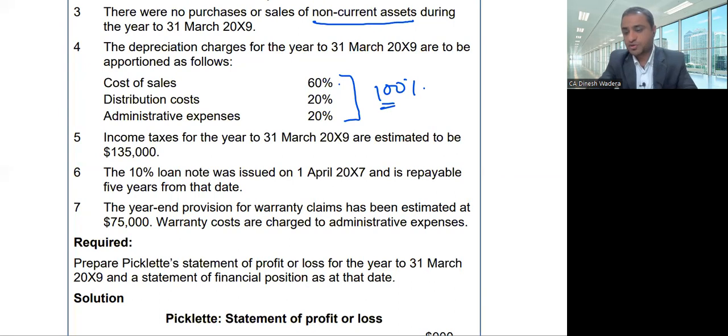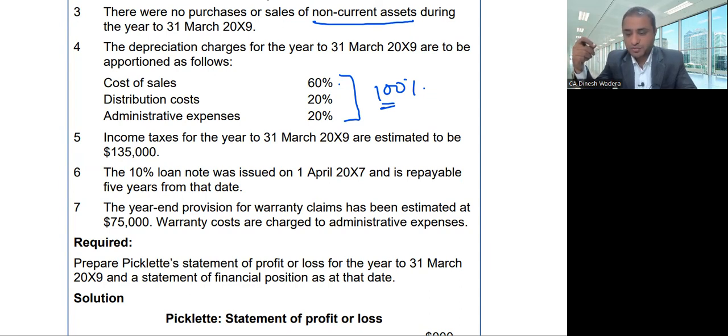10% loan note was issued on 1st April 2017. All right, rate of interest is given. So we have to calculate the interest part of the loan note. Loan note is our liability or borrowing in simple terms.